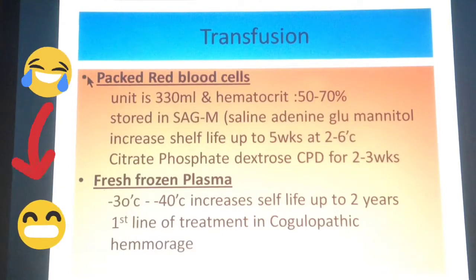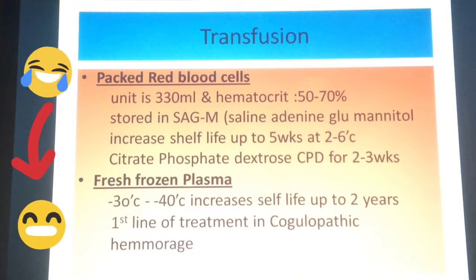But if you want to save it for about 5 weeks, we need to store it at 2 to 6 degrees centigrade. We can also use another solution, which is known as citrate phosphate dextrose solution. This can save the RBCs for about 2 to 3 weeks.